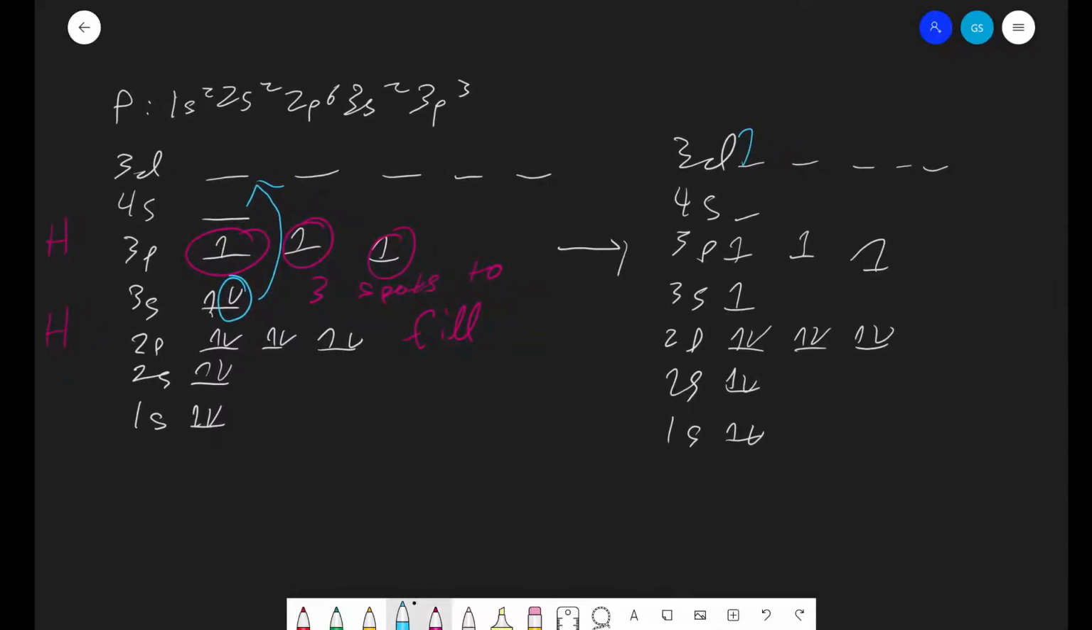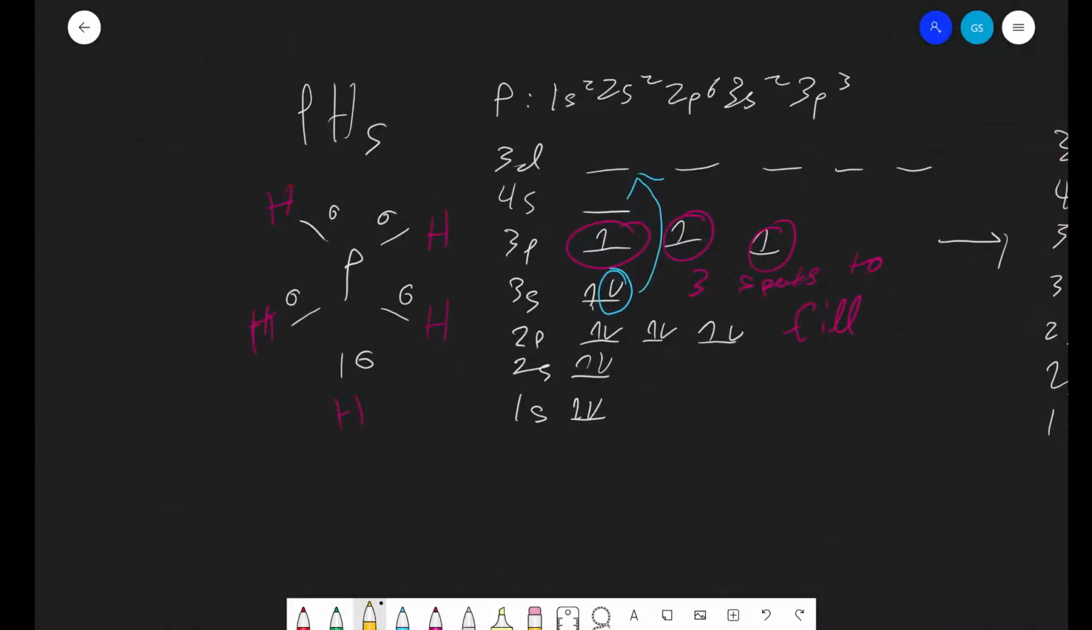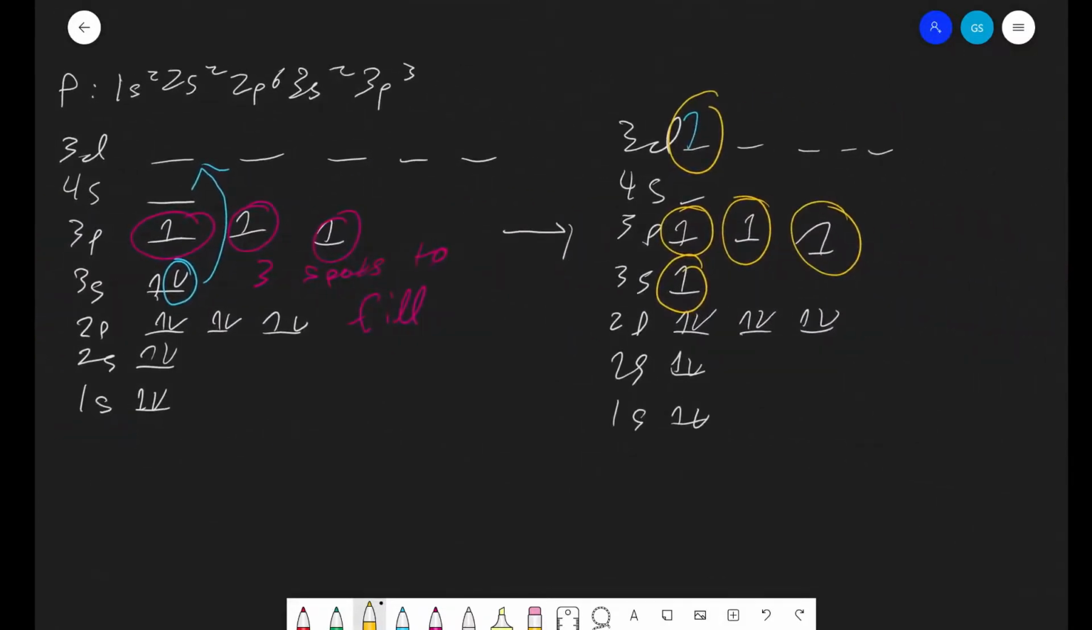Now, how many vacancies do we have? I'll just circle. We have 1, 2, 3, 4, 5. How many bonds is phosphorus filling? 1, 2, 3, 4, 5. Beautiful. So all these hydrogens are going to come in, dump off their electrons, and that's it.